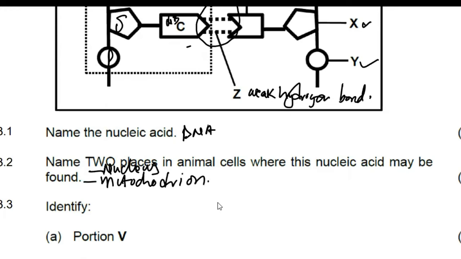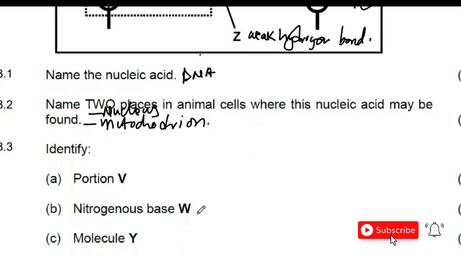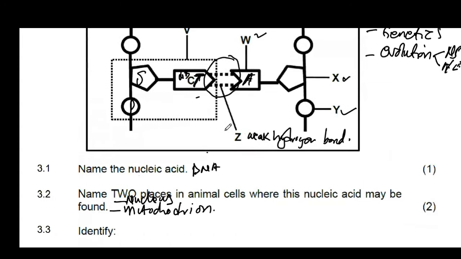If it's one nucleus, if it's one mitochondrion, if there are many mitochondria, if there are many nuclei, if it's one, it's called nucleus. So it should not confuse you. They are saying name portion V. What is portion V? We say that this is the building block of DNA. So it is the nucleotide. Molecule Y is a phosphate. We have seen that it is a phosphate group.